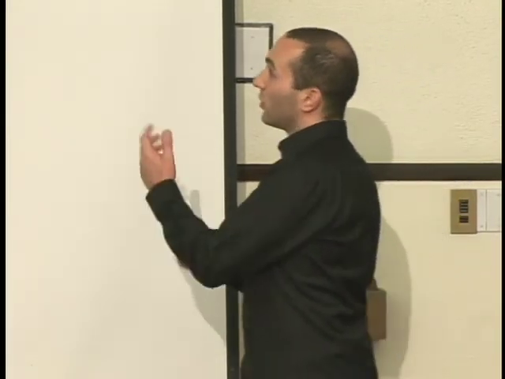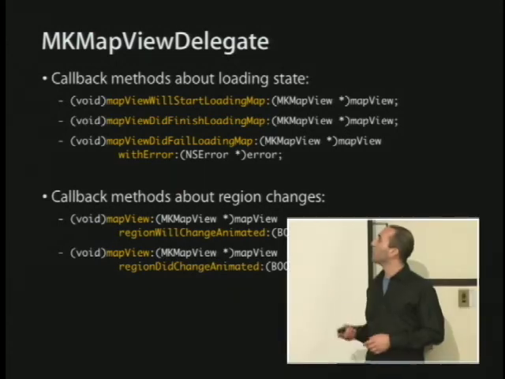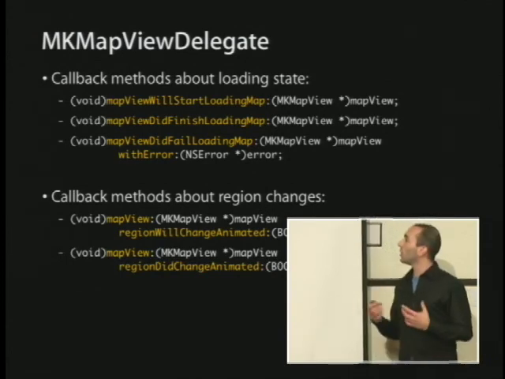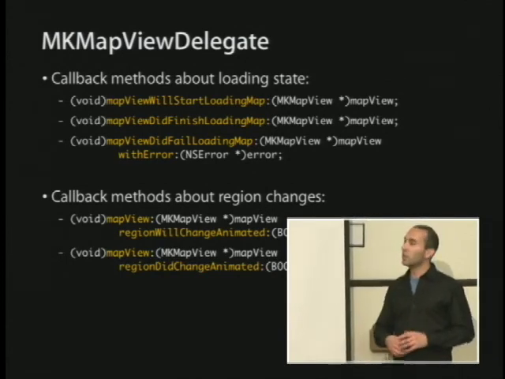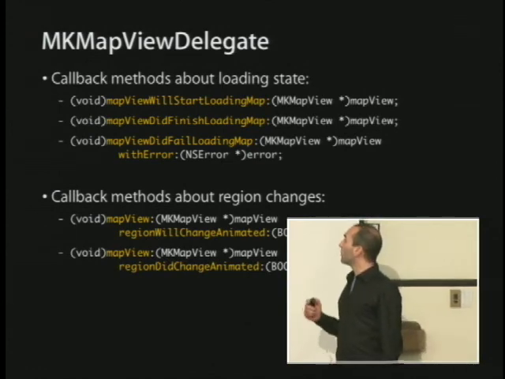Let's look at the MapView delegate. So the first set of methods that it can tell you about are the loading state of the map. So when the user first brings up MKMapView, the MapView will automatically start loading its location. You'll get called with a view will start loading. When it's done, it'll say view did finish loading, and if there's an error, it'll tell you that. There are also methods about region changes.